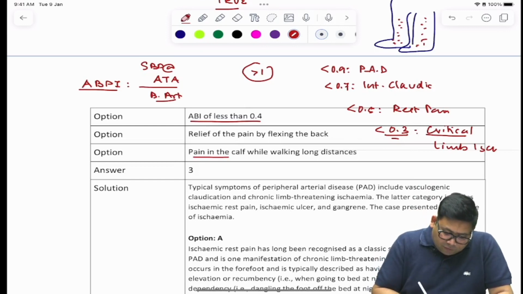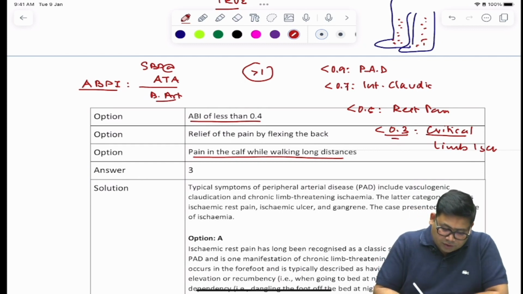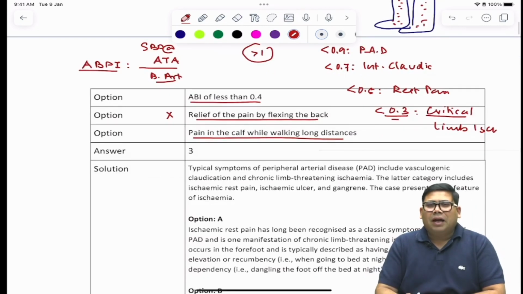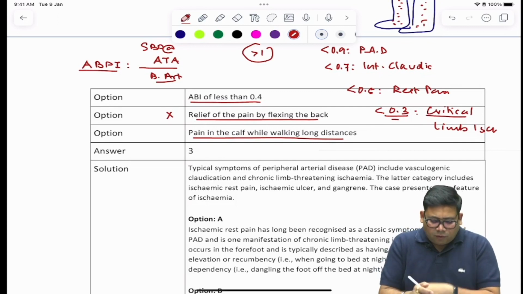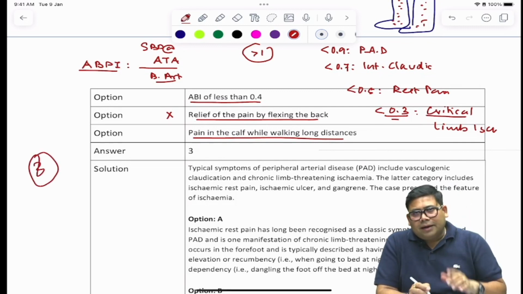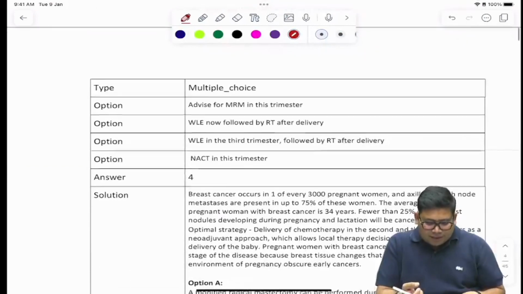So pain in calf while walking for long distances, obviously this is intermittent claudication. Relief of pain by flexing of back, this is not going to be seen. So relief of pain by flexing of back, this is not seen in peripheral arterial disease, it is seen in radiculopathy, and that is very important. So option 3 here is incorrect. Let us go to the other question. You can always go through the solutions and check it out.